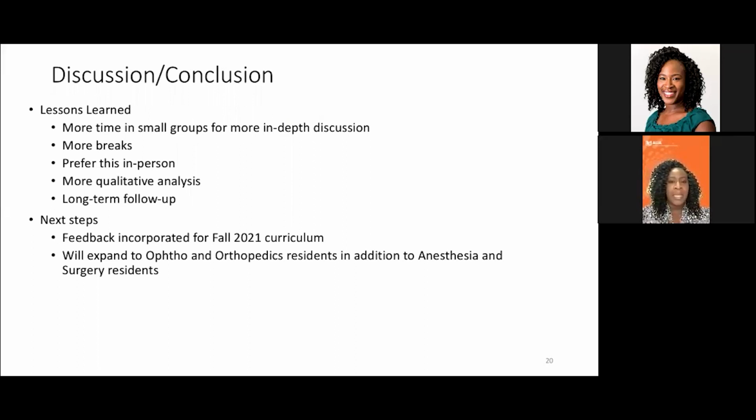And because this curriculum has been received well, ophthalmology residents and orthopedic surgery residents are now also included within the curriculum in an asynchronous manner because the departments also want to be involved within this curriculum. So it's slowly expanding across the perioperative space within UCSF and seems to have already been well received.